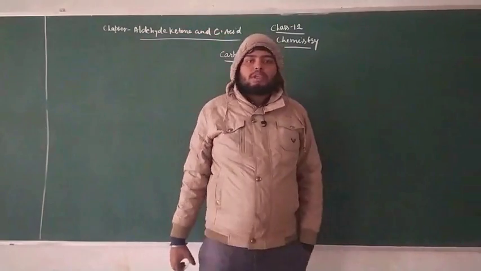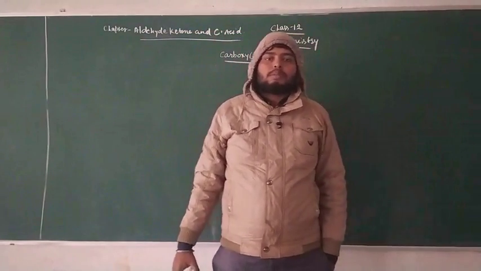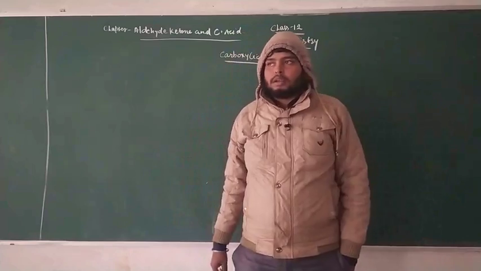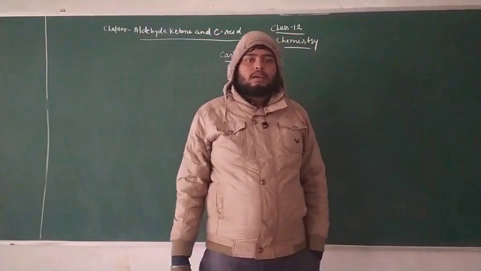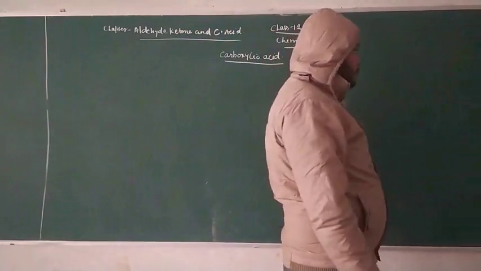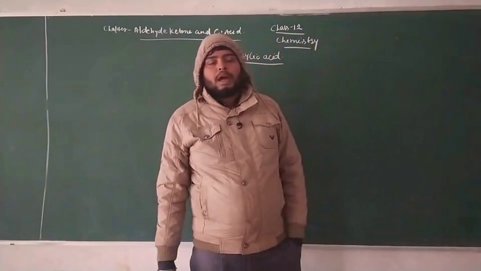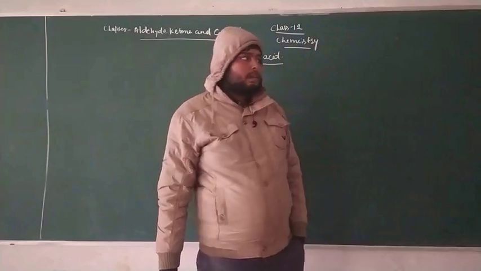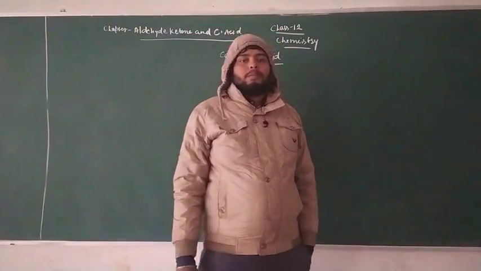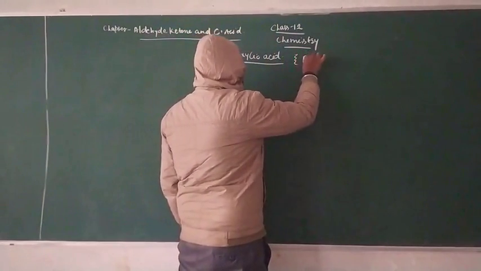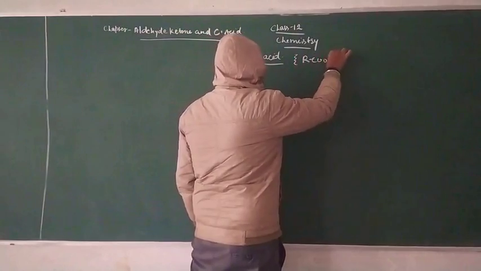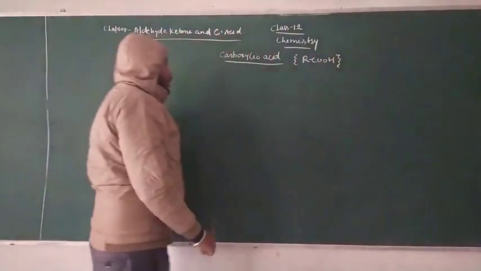Guys, this carboxylic acid is not a very new thing for us because this concept was read by us in class 11 chemistry, that is general organic chemistry. We have to know that carboxylic acid is a principal functional group which is represented with the help of RCOOH. That means we have to write the concept here.